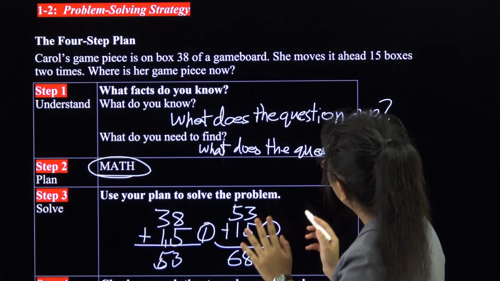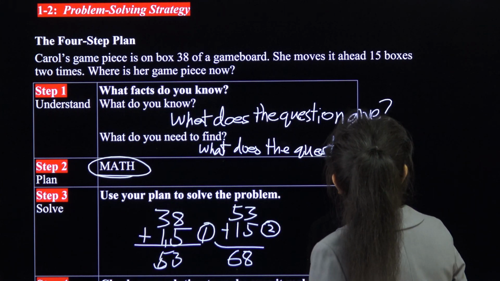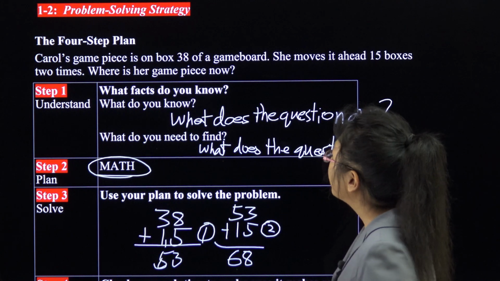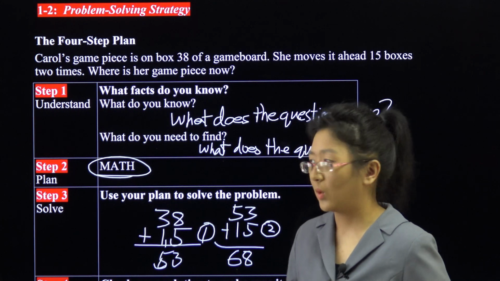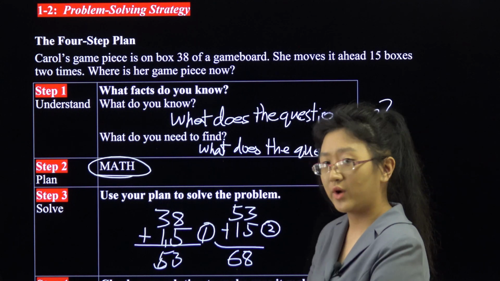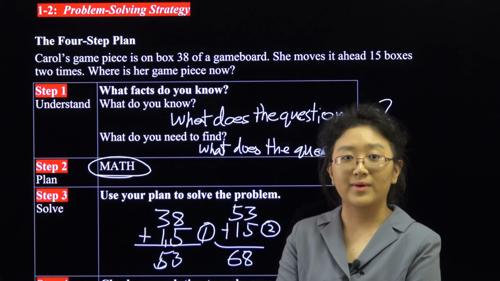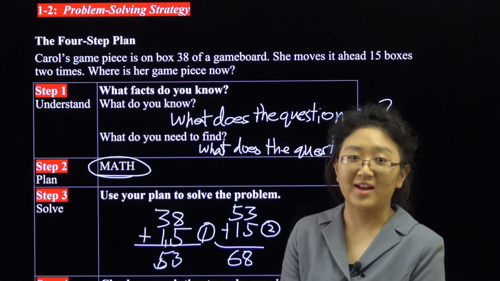Carol's game piece is on box 38 of a game board. She moves it ahead 15 boxes 2 times. Where is her game piece now? Well, we got our facts straight, so our answer should be correct. We're going to move on to the next section.